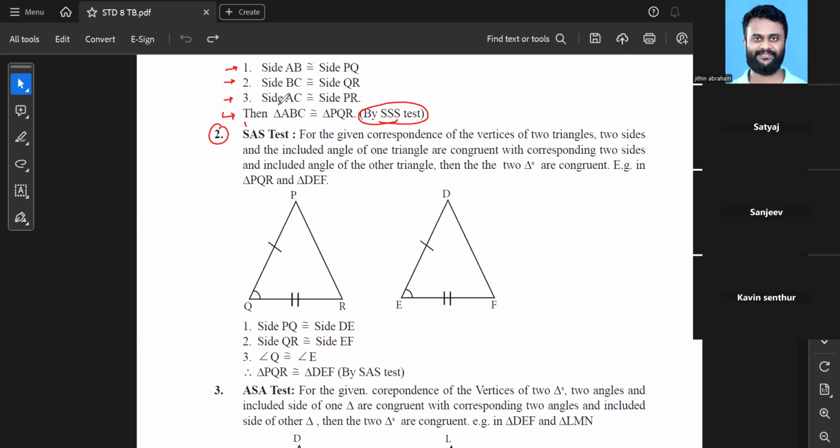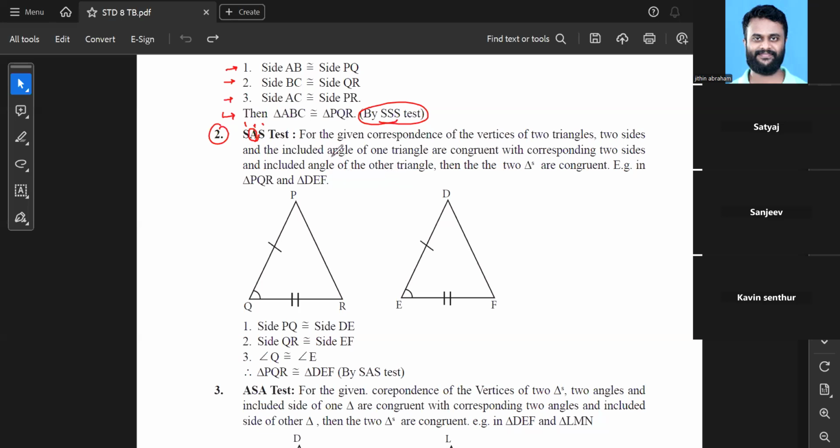Side, angle, side. Yes, very simple. Side, angle, side, which means you must have two sides congruent and an angle between them should be congruent. That is the whole logic.